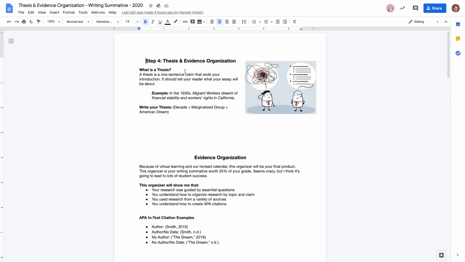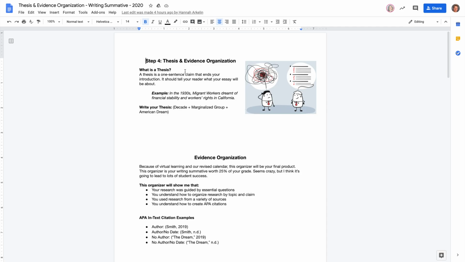So I provided an example here. In the 1930s, migrant workers dreamt of financial stability and workers' rights in California. It follows a very simple formula, and I just want you to follow the same exact formula, and it goes like this: decade plus marginalized group plus the American dream. So when you are thinking about your essay, what you really need to think about is, okay, which decade have I chosen, which you should already know, which marginalized group, which obviously you also already know because you've been doing your research on those two things throughout.